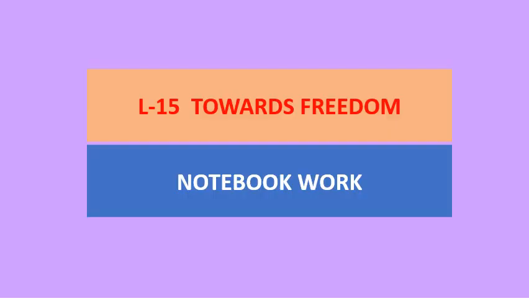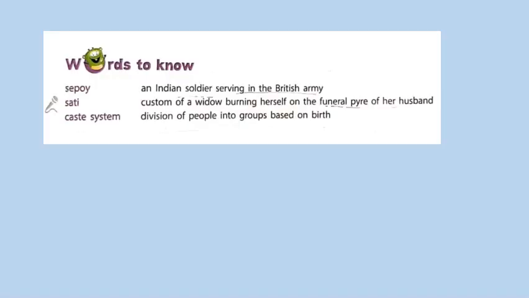Dear children, now let us start notebook work of lesson 15 towards freedom. Children, please copy words to know in the notebook before doing the question answers. Words to know. First word is Sepoy, an Indian soldier serving in the British Army. Next, Sati, custom of a widow burning herself on the funeral pyre of her husband. Caste system, division of people into groups based on birth.